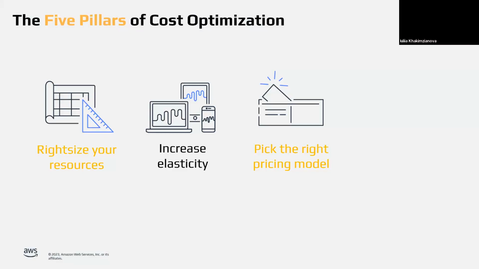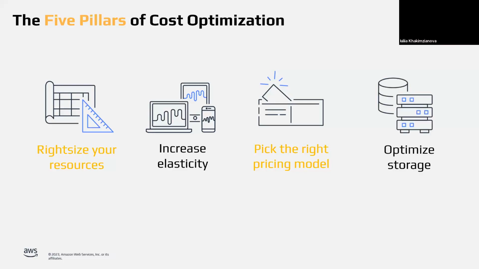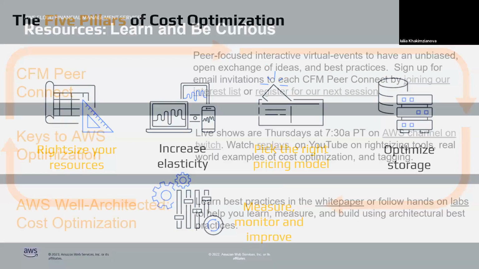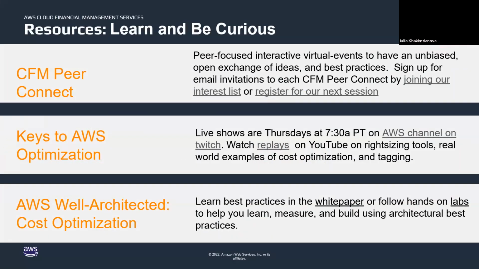Then number 3, pick the right pricing model. We talked about what kind of pricing model, savings plans, or reserved instances can help you here. Optimize storage by choosing the newest storage type, and measure, monitor, and improve. So we spoke about how AWS Cost Explorer and budgets can help you measure, monitor, and improve your current cost consumption. But what is really, really important here is first to understand not the complexity, but what kind of resources are here to help you.